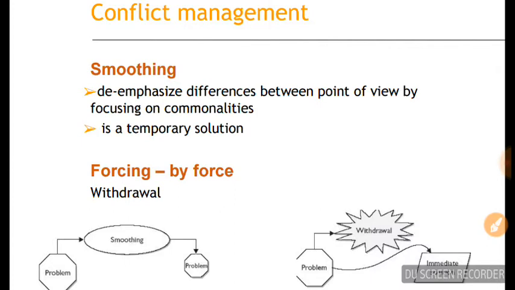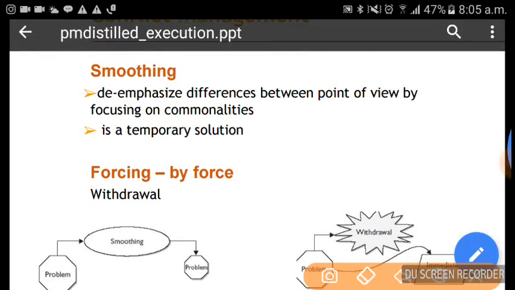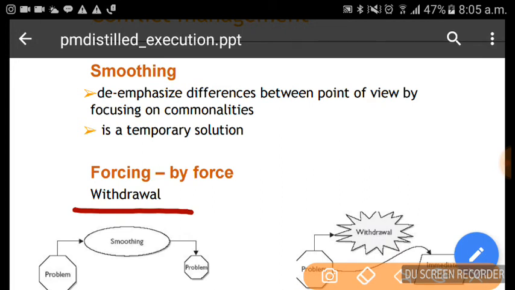Then forcing. That is a coercive power. You have that coercive power, and sometimes as a manager you just say, just listen to me. That's it. Then withdrawal, that is the worst thing. Some managers just come to the office and go from the office. They don't resolve any issues. Their attitude is like, don't disturb me, I'll also not disturb you. So that is the worst thing for managers.